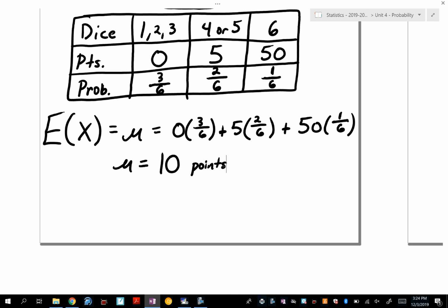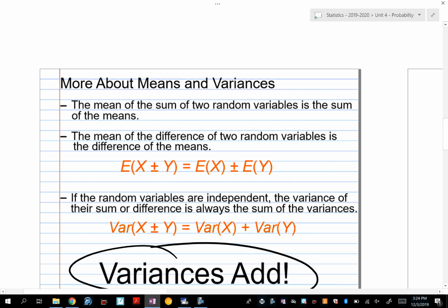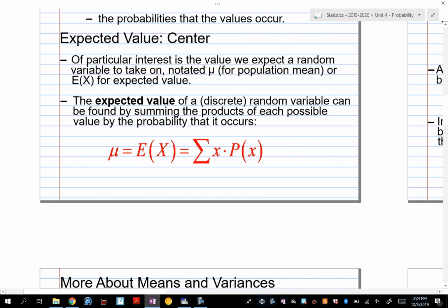So what you just did, and you don't have to look back at this, is you use this formula. Okay? You took all of the possible values: 0, 5, and 50, times each of their probabilities, which was 3/6, 2/6, and 1/6. You multiply the respective ones, and you add them together. That's all you did. You just used that formula without even knowing it.